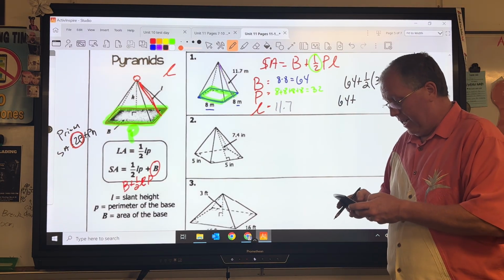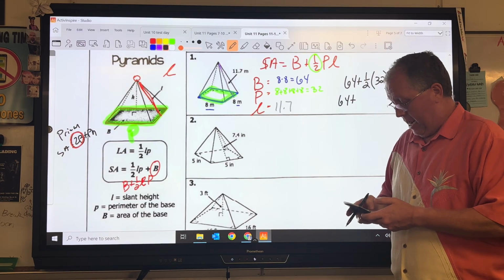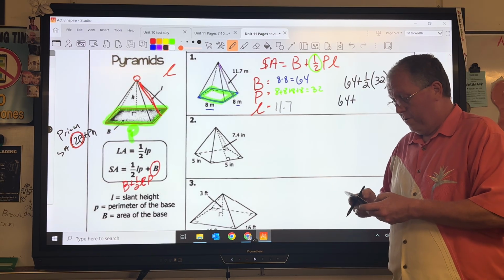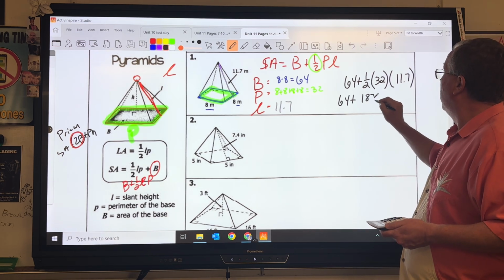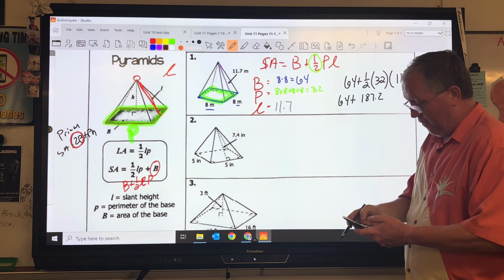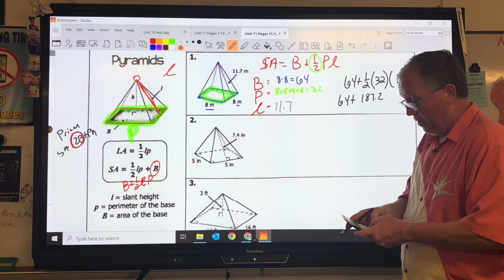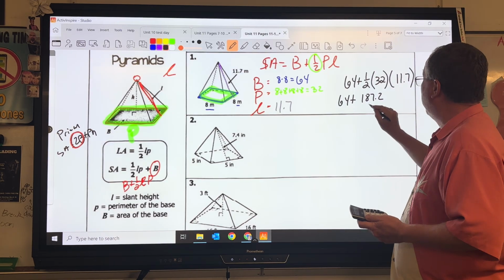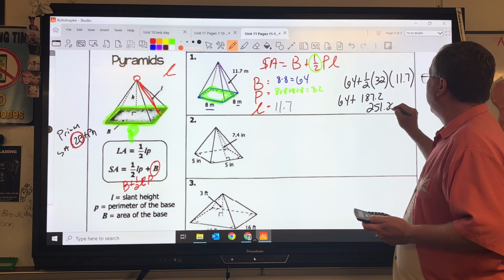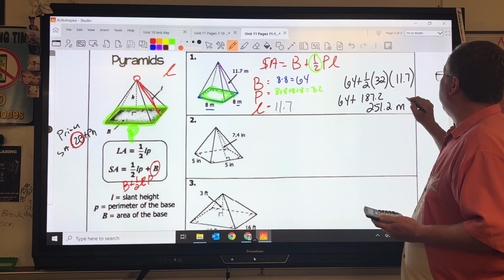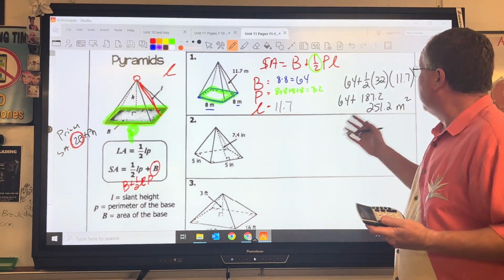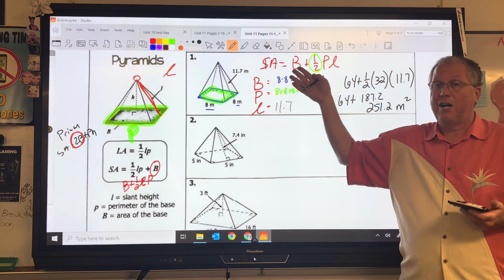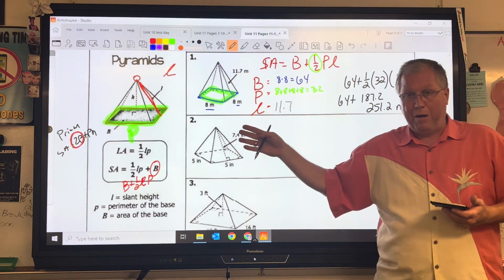So let me type these in, 11.7, and then I'm going to go 16, and I get 187.2, and I'm going to add that to the 64. So we add that back to the 64. And I'll end up getting 251.2, and that's going to be meters squared because we're still talking about area, so it's still going to be meters squared. And so that is my surface area. That is the surface area of that pyramid.